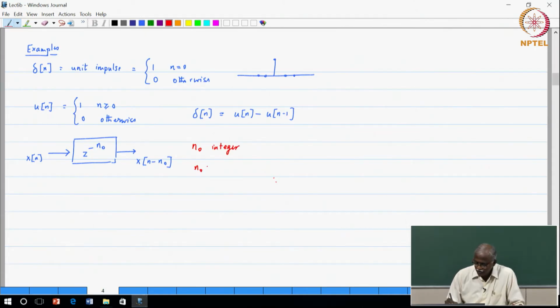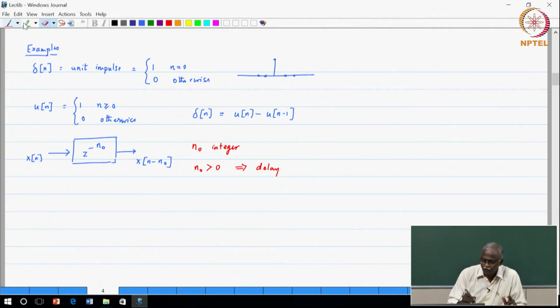Typically n naught greater than 0 corresponds to delay, a shift to the right in terms of the indexing. This is a delay operation. Now, unlike continuous time, we can actually shift the sequence to the left as well, because it is a sequence, it can be shifted in either direction.